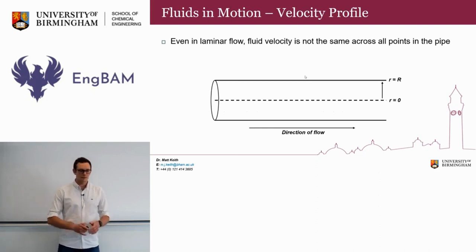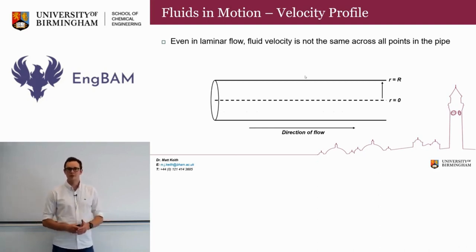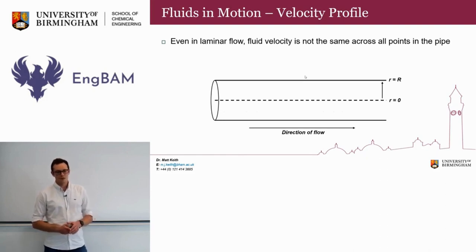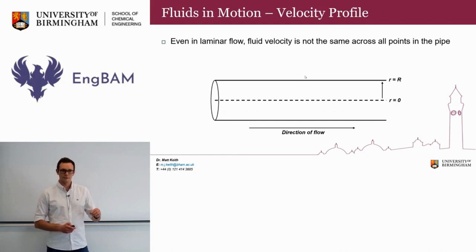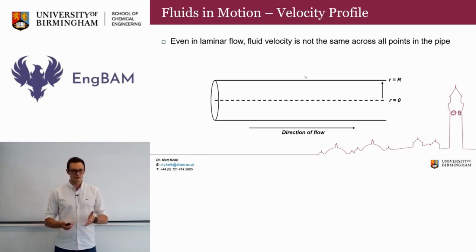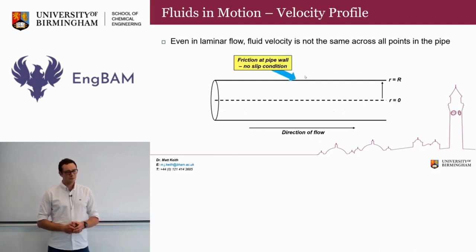If we consider a pipe like this with a direction of flow moving from left to right, we also have to consider the radial position of where we are in that pipe. So what we say is, we're at the centre, our radial position is 0, and at the edge of the pipe, our radial position is equal to, in this case, a capital R.